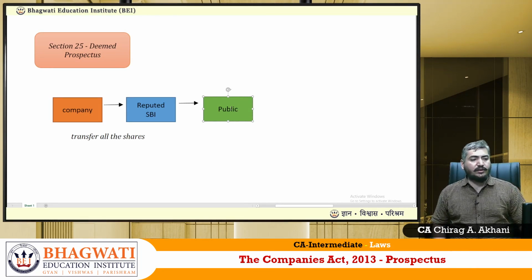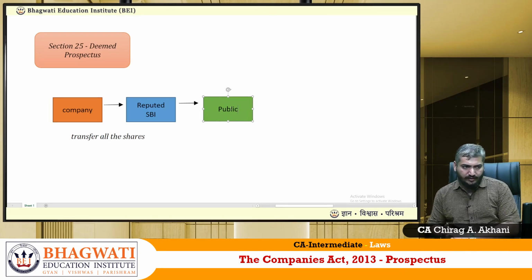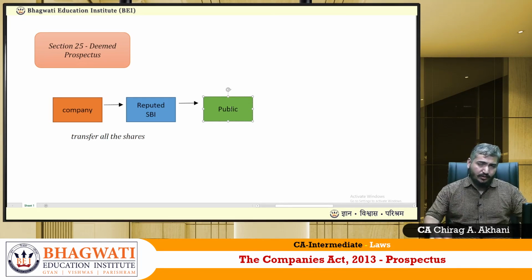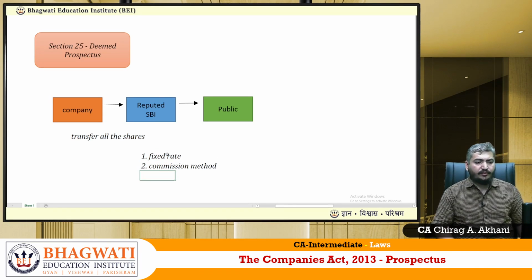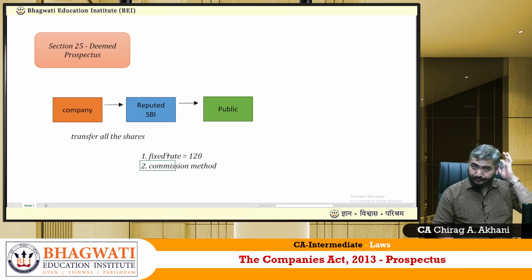Now, you may be asking what kind of benefits State Bank of India enjoys. So there may be two kinds of contracts: fixed rate method or commission method. Now what do you mean by fixed rate method in this environment? Fixed rate means whatever number of shares State Bank of India transfers to the public, SBI will pay the company only, let's say, 120 rupees. Fixed rate.